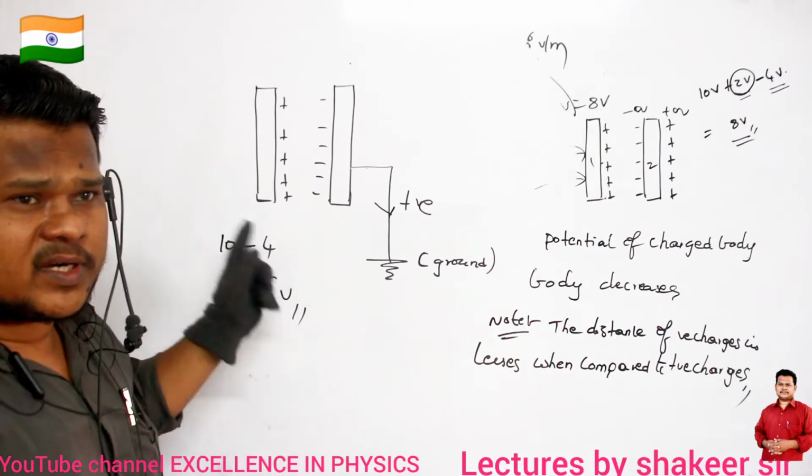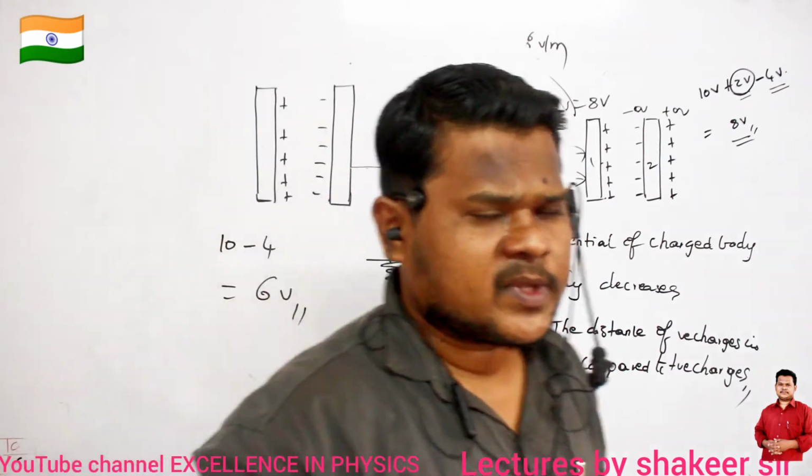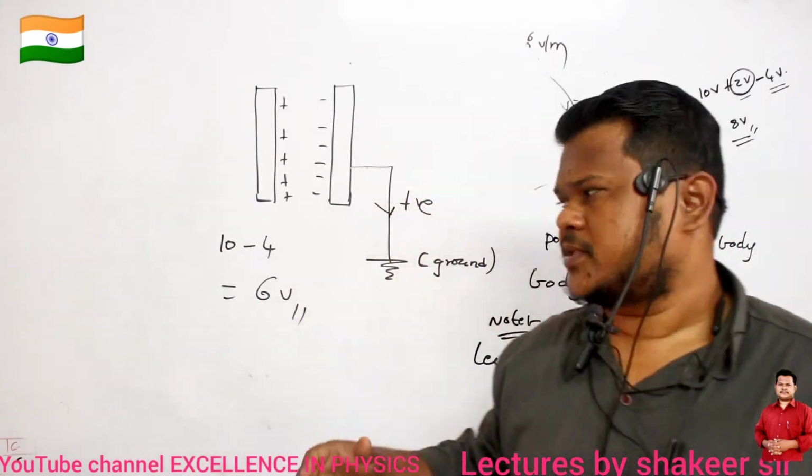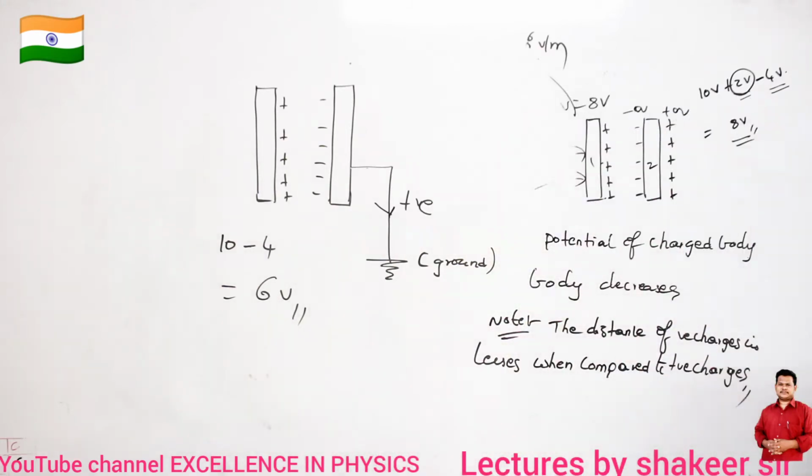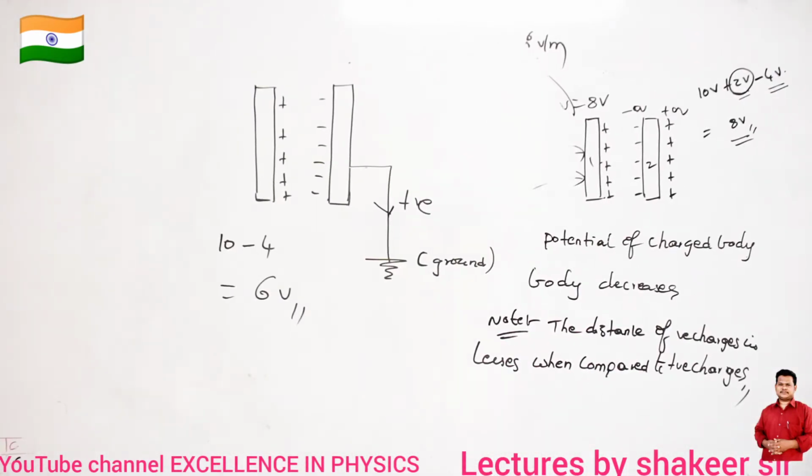Now potential has further reduced. Clear? Potential has further reduced. It means now I can add more charges. So that is the meaning of this. Okay. All of you, have you understood?